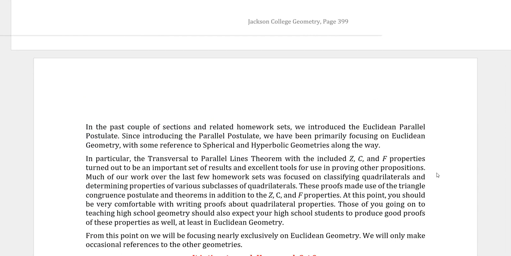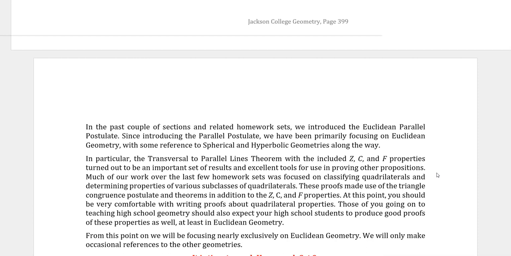Finally, I want to mention that in the past couple of sections and related homework sets, we introduced the Euclidean parallel postulate. Since introducing the Euclidean version of the parallel postulate, we have been primarily focusing on Euclidean geometry with some occasional references to spherical and hyperbolic geometries along the way. We pretty much abandoned taxicab geometry after we talked about triangle congruence, once we introduced the SAS postulate.